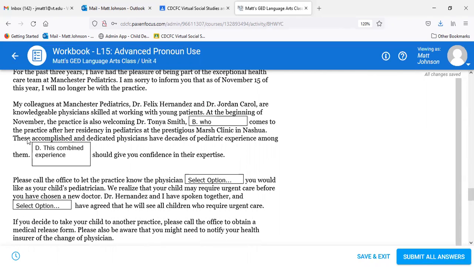So yeah, this is a good one to use as an example. These accomplished and dedicated physicians have decades of pediatric experience among them. This combined experience should give you confidence in their expertise. Those other examples, we're missing that little bit of information. This alone isn't enough information. Which alone, unless that was a combined sentence, is not enough information. Which combined is incorrect. This combined experience is what we're looking for.